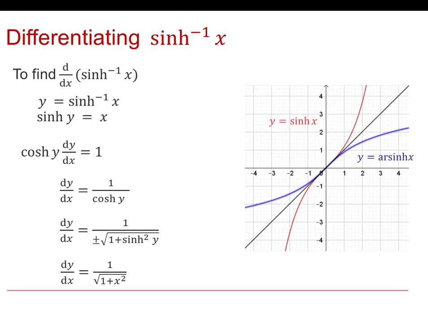Although we had here that dy by dx could have been the positive or the negative root there, in effect we only choose the positive root. By consideration of the blue curve y equals the inverse of sinh x, arsinh x, we can see that the gradient of that blue curve always has dy by dx greater than or equal to 0. Hence we will only take the positive root.